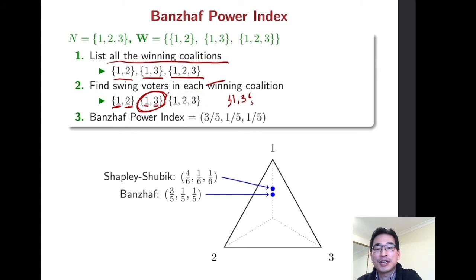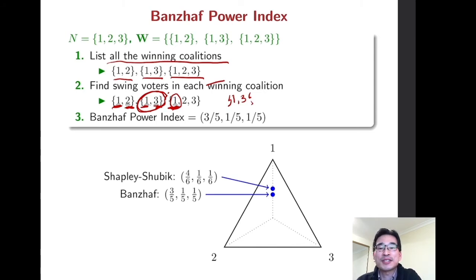However, if we drop player 1, player 2 and player 3 cannot be a winning coalition. So in here, player 1 is a swing voter. So we check all the swing voters in each coalition and count the number of times each player plays as a swing voter.